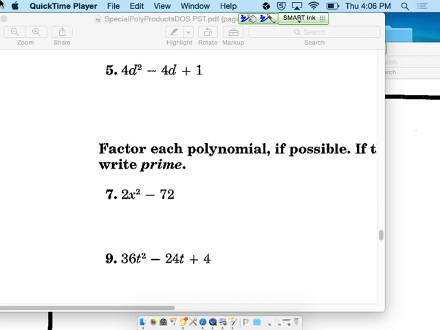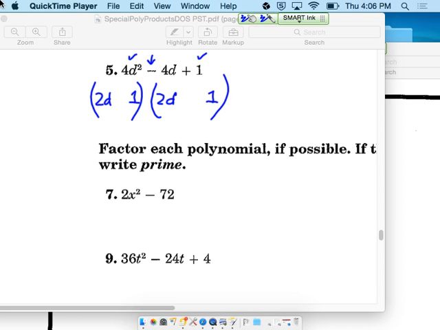And let's look at number 5. Is 4d squared a perfect square? 4 is a perfect square, and d squared is also a perfect square. Positive 1 is also a perfect square. So to test this out, I could open up my parentheses. I'm going to start each with 2d, and each would have positive 1.